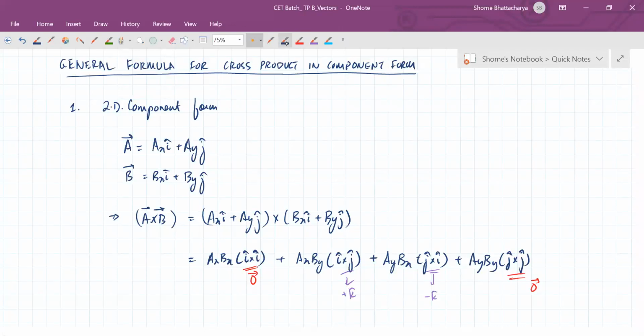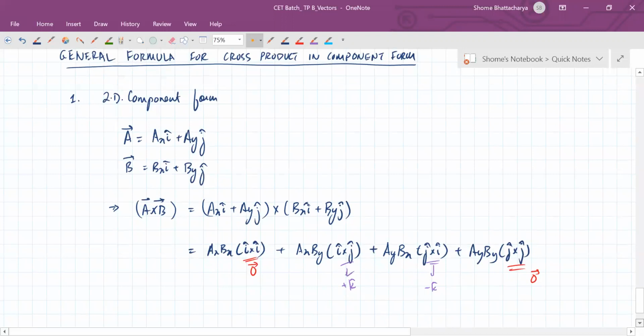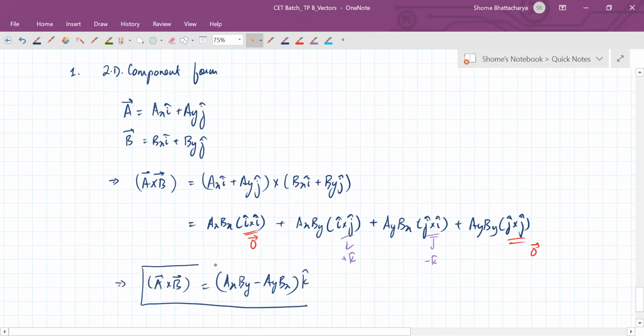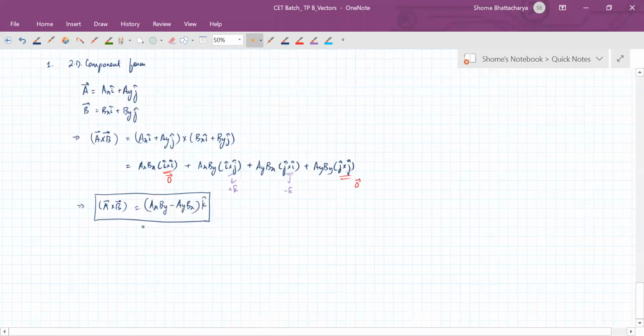So in the general formula, this reduces to Ax By minus Ay Bx into k cap. So this becomes a general formula for A cross B when A and B are expressed in I cap J cap or two-dimensional notation. Like this, there's a general formula for three-dimensional notation also. Now, if you notice, we can further shorten this.